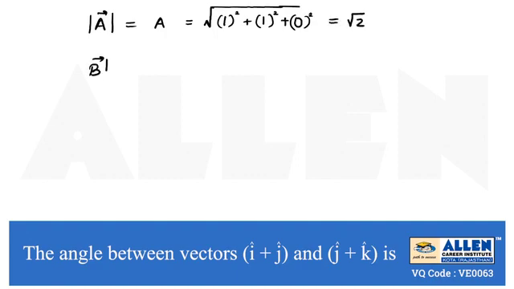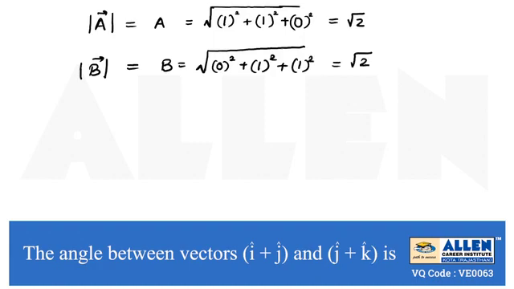Now for b vector, magnitude can be written as b. Again we will use same conclusion, that is under root of summation of squares of all the coefficients. Here coefficient of i cap is 0 and coefficient of j cap is 1 and coefficient of k cap is also 1. Therefore we will get root 2, that is magnitude of vector b.